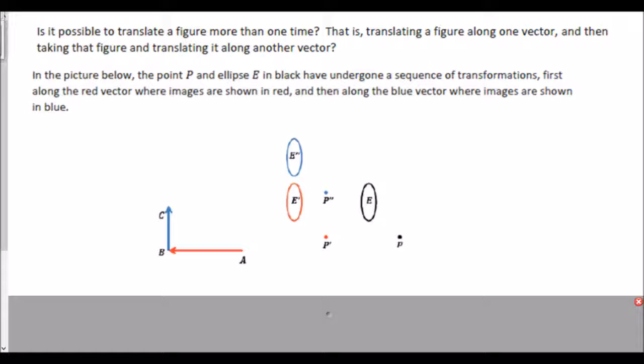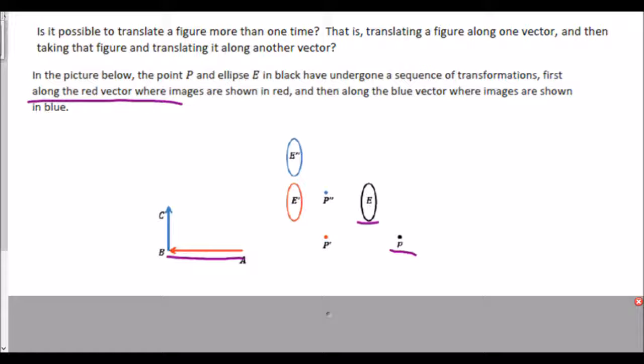So in this picture, we have point P, the original point P over here. Let me get my pen back out. Okay, so we have this original point P, and we have this original ellipse that we're going to call E. Notice that they're both in black, so we know those are the originals. The first thing that they did, it says it underwent a sequence of transformations along the red vector. So they went from A to B, that exact distance, that exact direction. P followed the exact vector to this P prime, the red one. E, same thing, followed that vector to E prime. So it went along those 2 transformations that translated it along A to B.